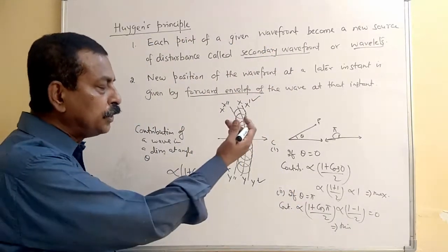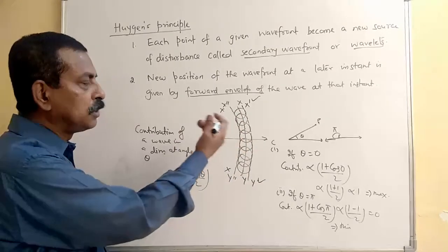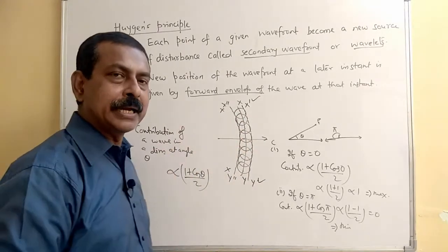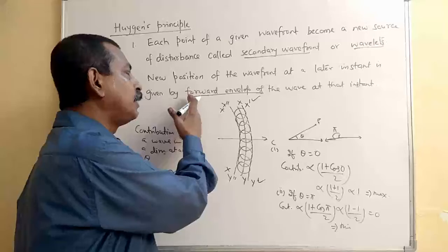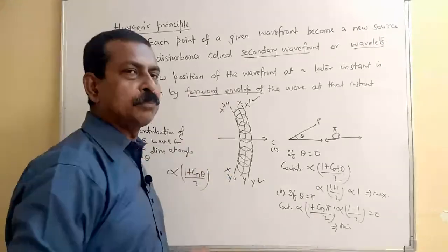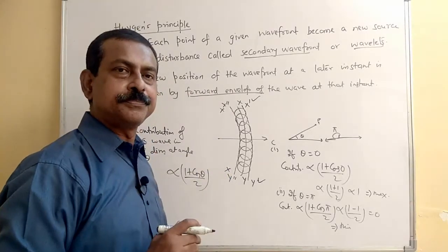That is why we never get the propagation of the wave there in the backward direction, or the new position is always given by the forward envelope of the wave there.